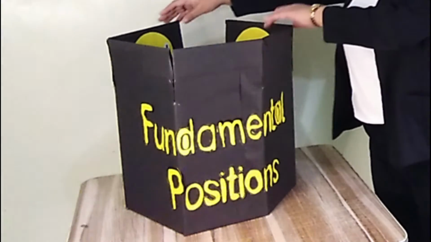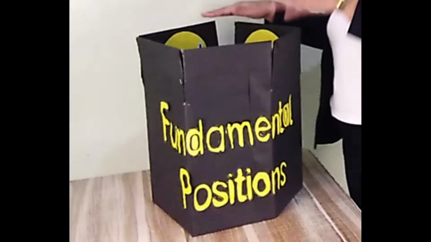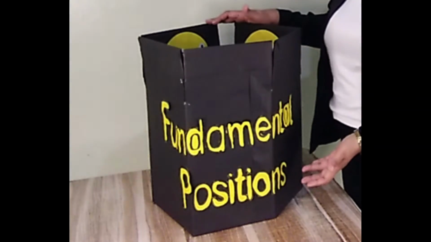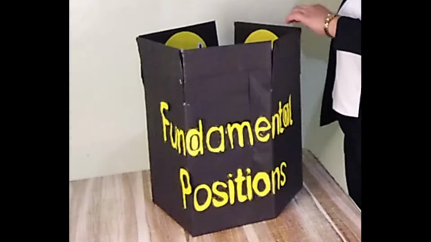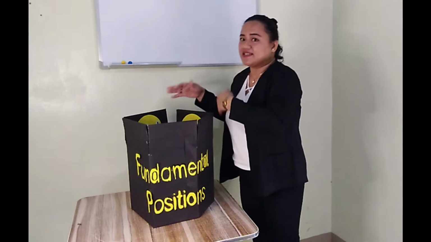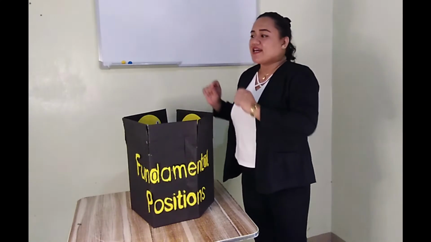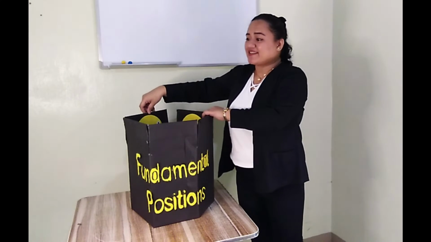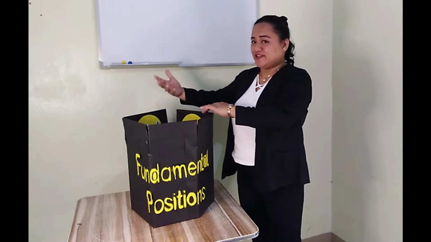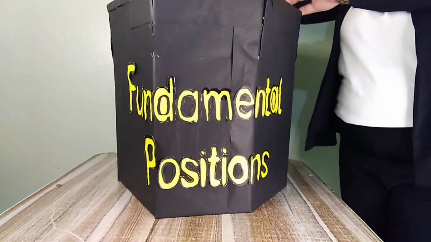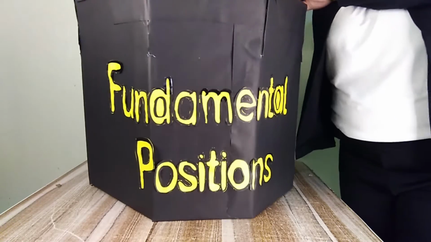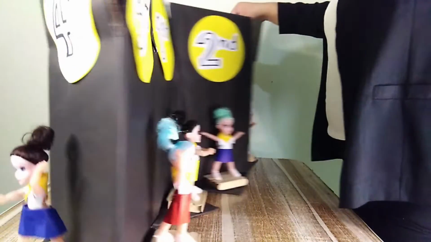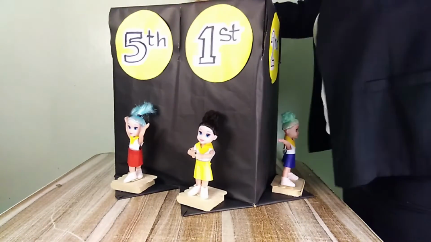So this is my diorama. Here outside you can see a black background with the title Fundamental Positions of Folk Dance. Now I did put the folk dance word because inside you will see that this diorama represents the fundamental positions of folk dances. Now to open this box, we'll have to move it like that.